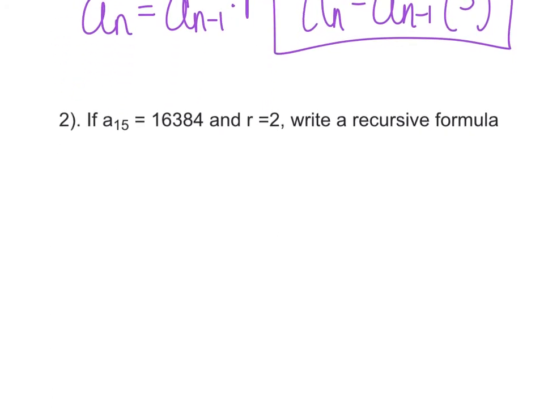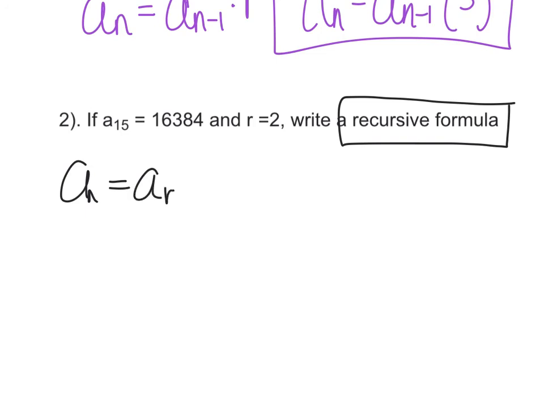Now, of course, it's not always going to be that straightforward. They don't have to give you a sub 1. So notice it says find a recursive formula. So I have to go figure out a sub 1. So I'm going to have to start with my explicit. A sub n equals a sub 1 times the ratio to the n minus 1. I know my ratio is 2.